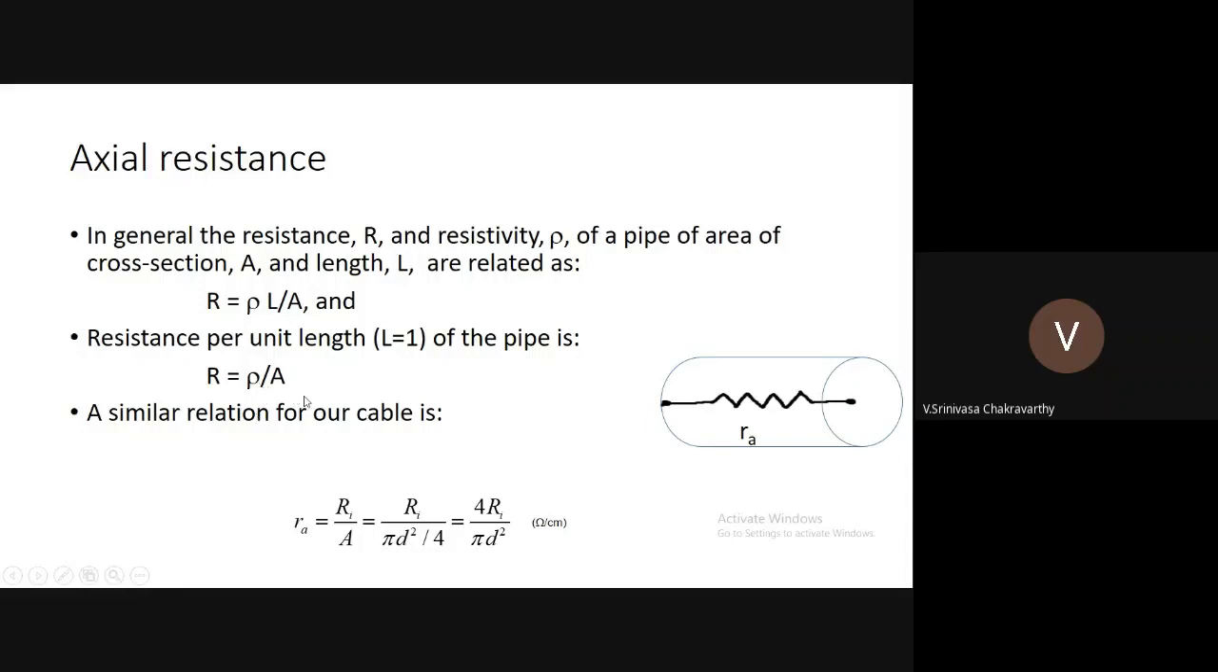So therefore you have Ra, this axial resistance, which is defined as resistance per unit length, is given as Ri by A, just like rho by A. Here you have Ri by A, and so that's Ri by pi d square by 4 because diameter of the cable is given. So you have this quantity, and this is resistance per unit length. Therefore, we denote it by the units ohms per centimeter. So schematically, you can denote this resistance like this, right? It is along the length of the cable.